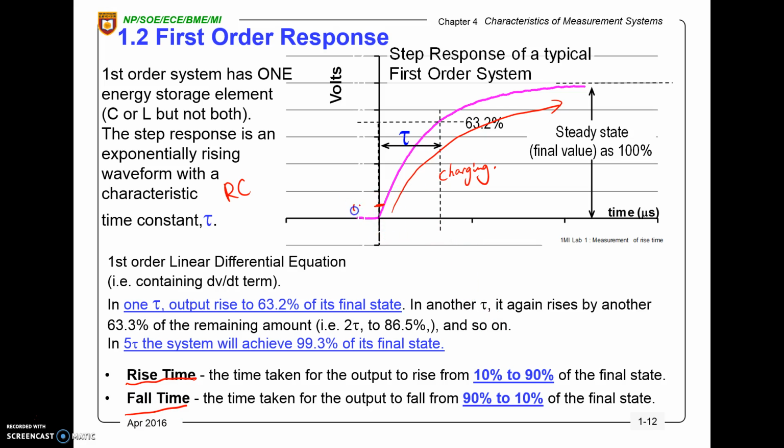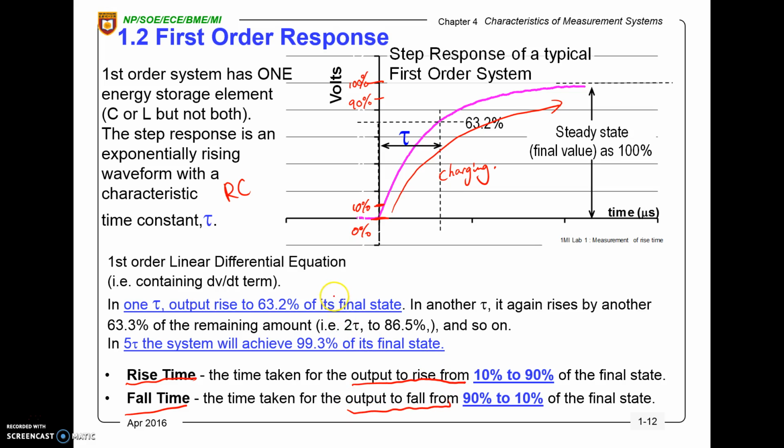Arbitrarily, say this is your 10% and this is your 100%, and we have the 90% top here, and you have your 0 here. So the rise time is the time for the output to rise from 10% to 90% of the final value, and the fall time vice versa.